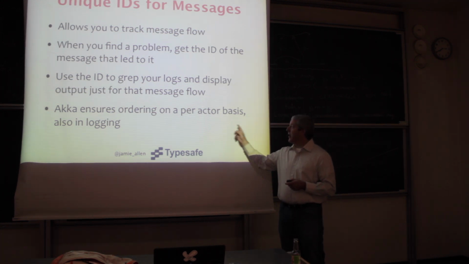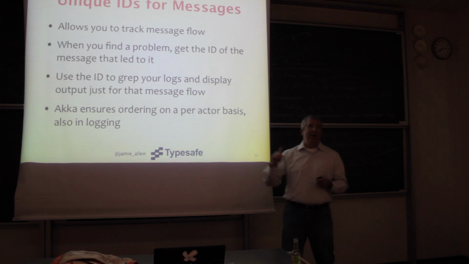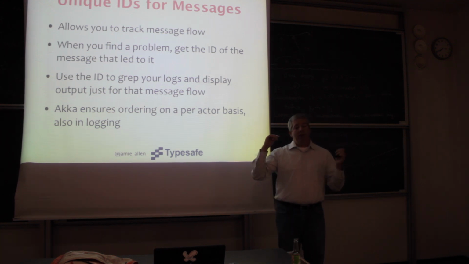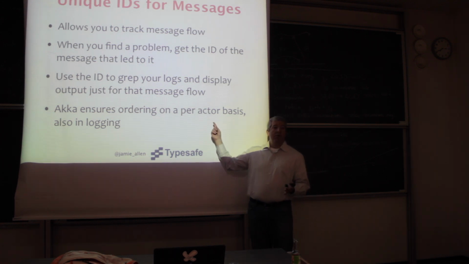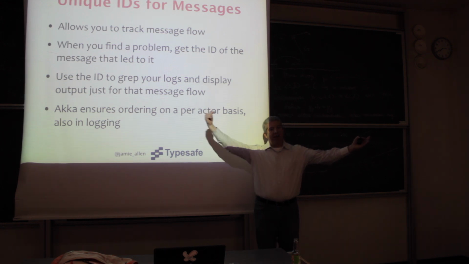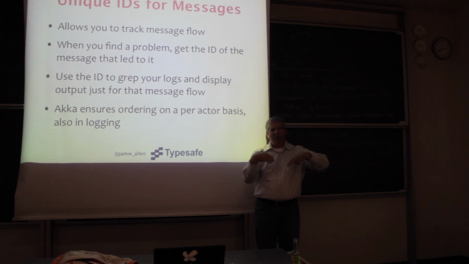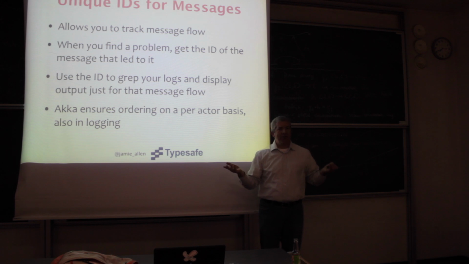Akka ensures ordering on a per actor basis. So if I send a message from actor A to actor B, and then I send another message from actor A to actor B, I'm going to get them in that order, right? We guarantee that, even remote. But we can't make guarantees that actor A sending something to actor B and actor C sending something to actor B are going to be in some sort of order. It's whatever comes in first.